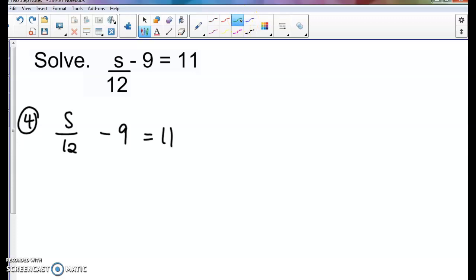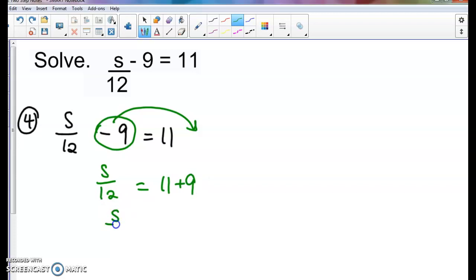So first things first, locate our s. He's over here on the left side. Get rid of who's farthest away. So 12 is directly under him, and then minus 9's out here. So because minus 9 is farthest away, we're going to transpose him, make him a plus. So I'm going to drop down my s over 12 equals 11. Now my minus 9 becomes a plus 9. S over 12 drops down again. 9 plus 11 is 20.